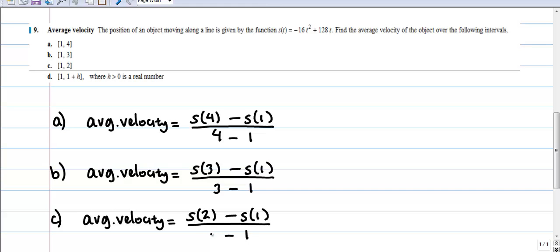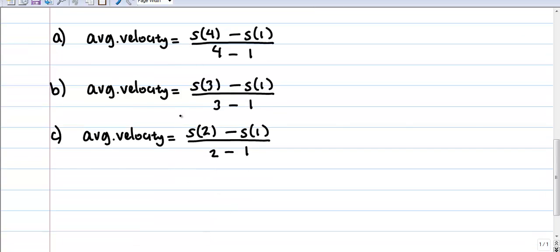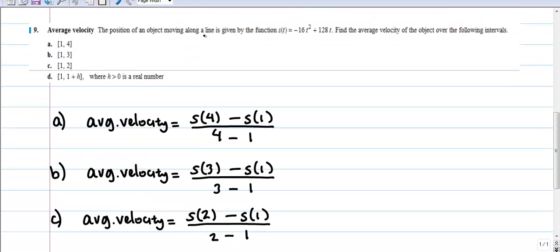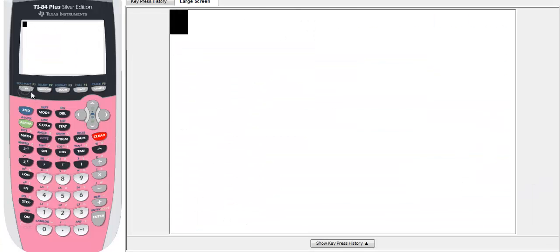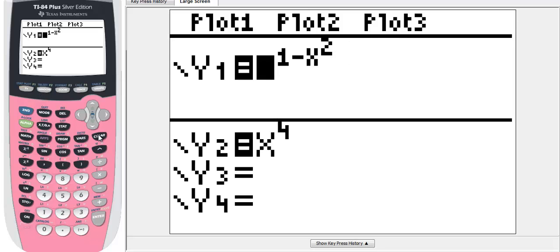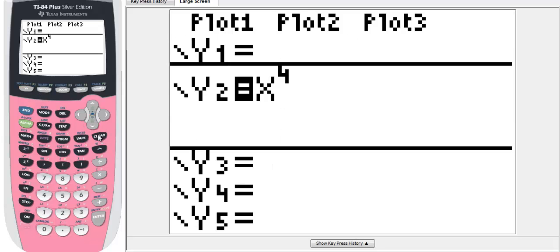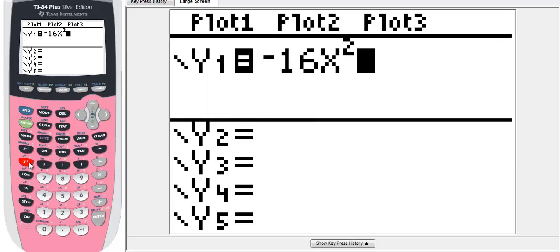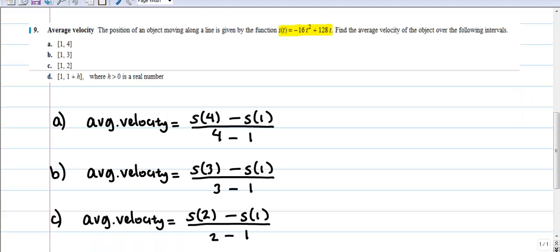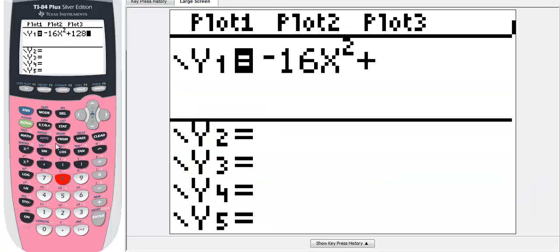Now, I was messing around with the calculator, and I found a pretty quick way of doing this type of problem. So first I'm going to go to the calculator and enter my position function into y equals. Let me clear this out. All right, so I'm going to enter in the function. It was negative 16x squared plus 128t, or 128x in this case.